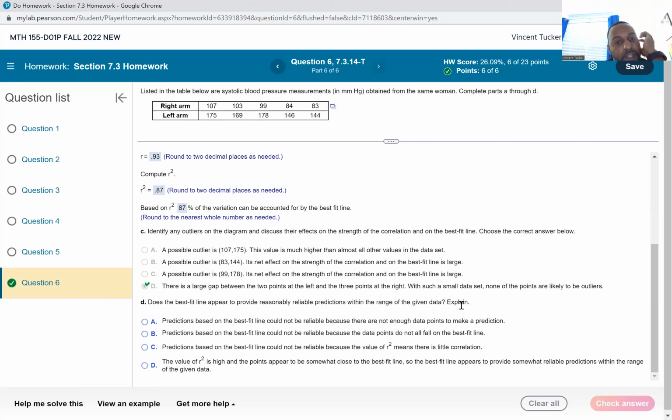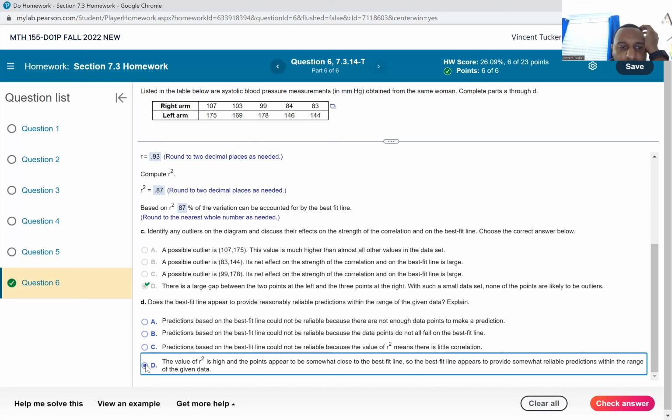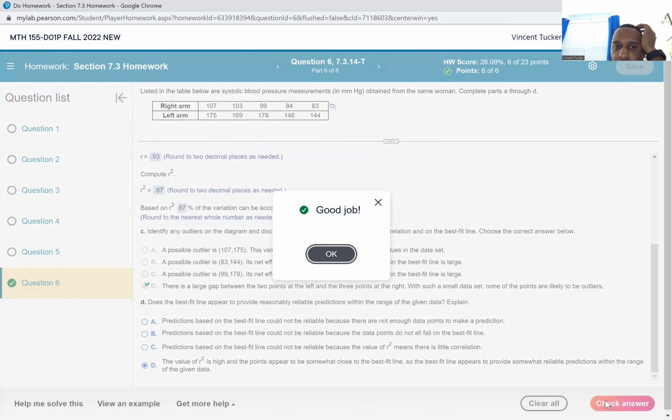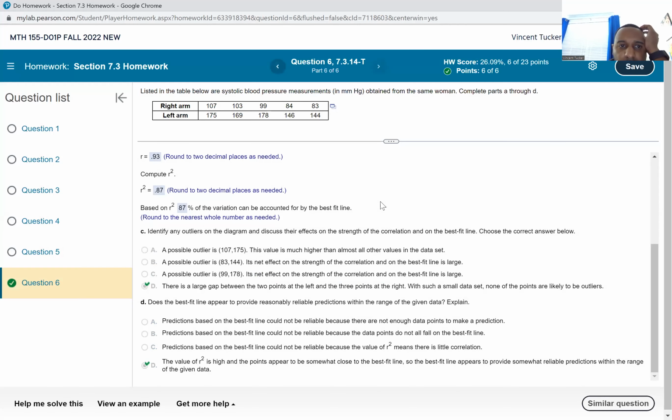All right. Does this best fit line appear to provide reasonably reliable predictions within the range of the given data? It says the value of R squared is high. So the value of R squared is high, it's 87%, and the points appear to be somewhat close to the best fit line. So the best fit line appears to provide somewhat reliable predictions. So I will go with D. And there we go.